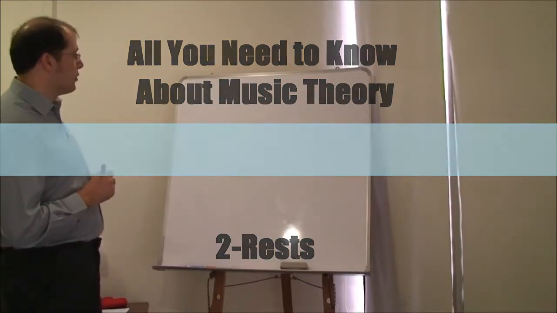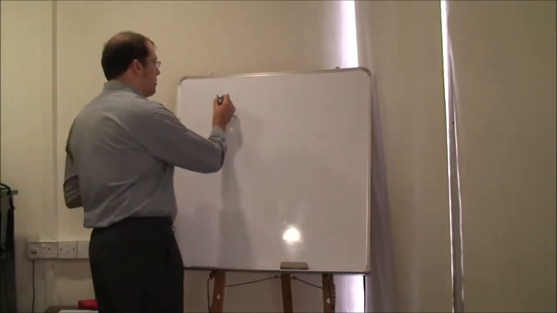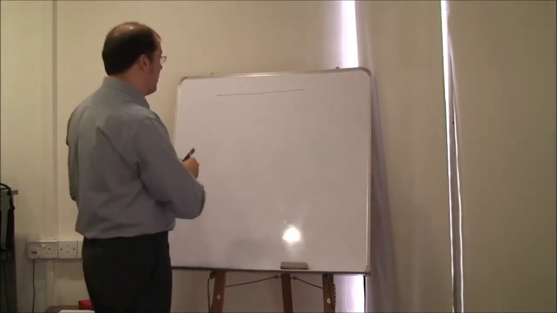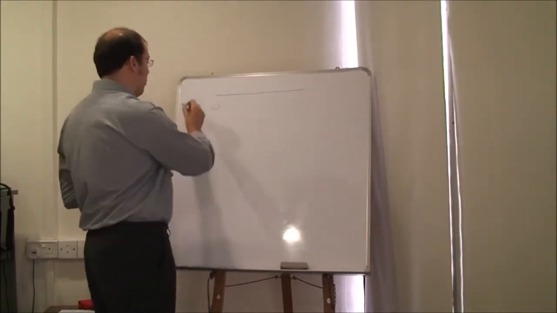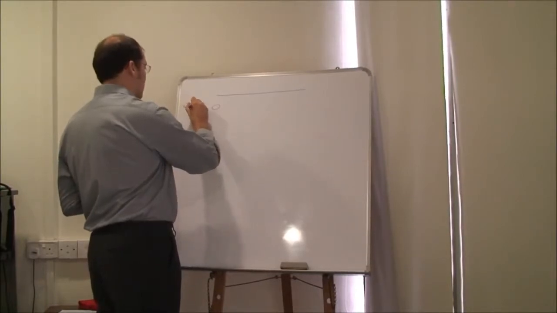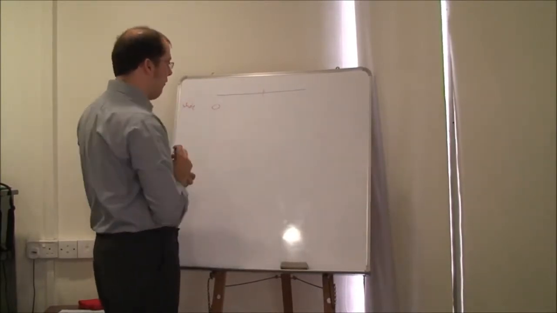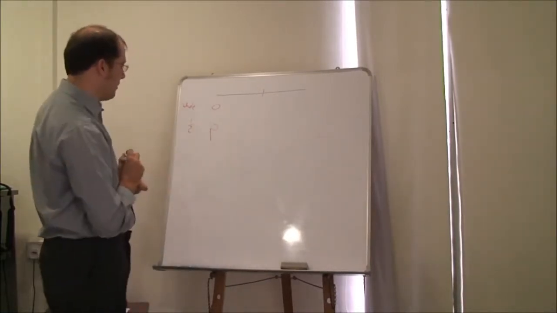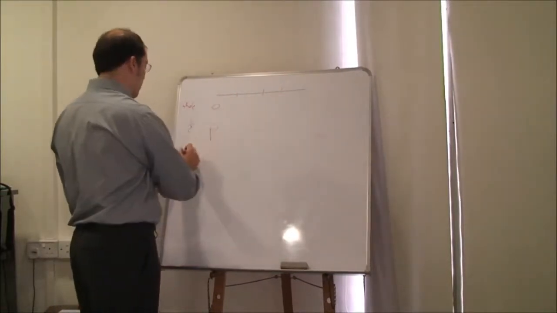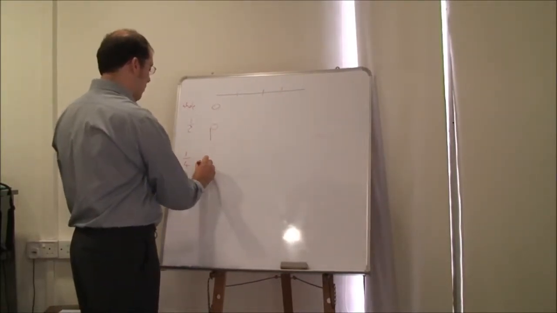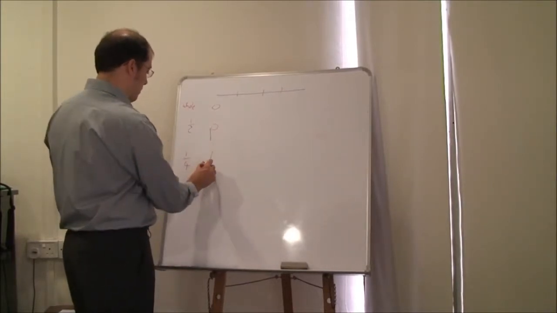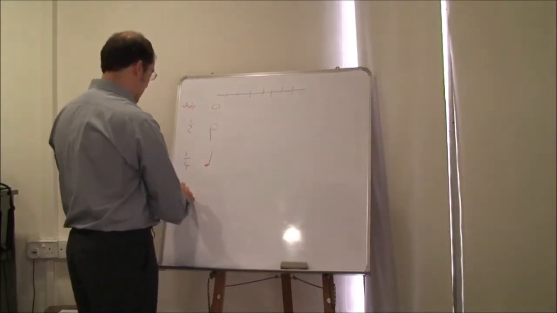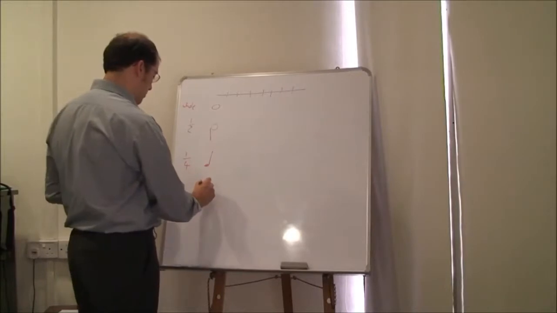In the last video, we discussed note names. So what we said is if we have a line, and we say that that line is, for example, a whole note long, and we divide that line in half, we get a half note, which looks like that. And if we divide it into quarters, we get a quarter note. And if we divide it up again, we get eighth notes.